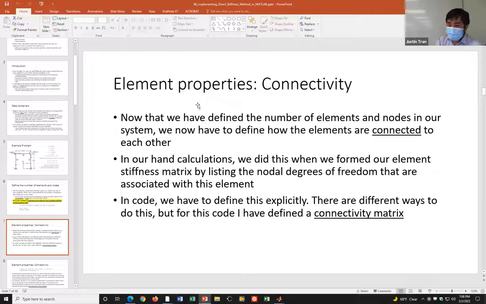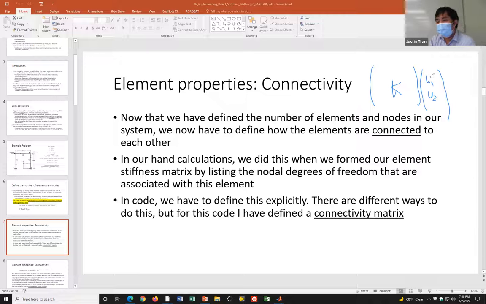Okay, and so if you recall, when we do these problems by hand, we did this by indicating in our element stiffness matrices which nodes they're connected to, right? And so our element stiffness matrices would look like this, right? So we'd fill in the matrices here. Okay. And then we put the nodal entries right next to it, okay?